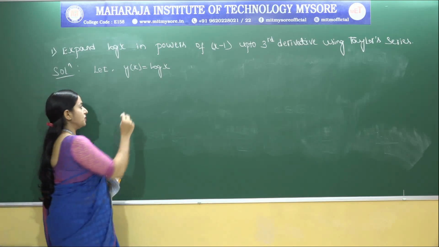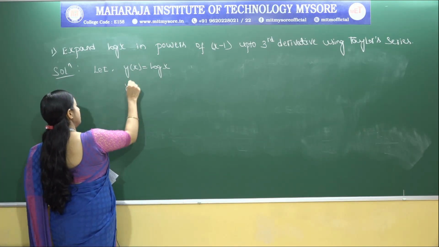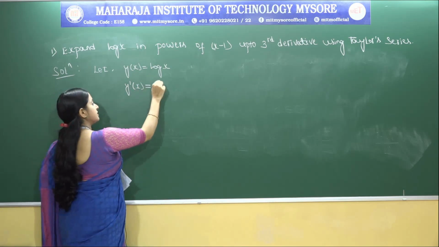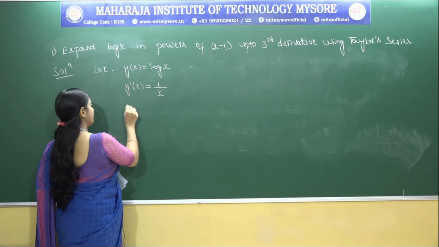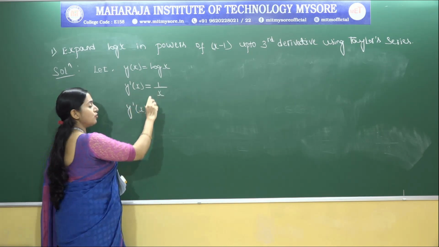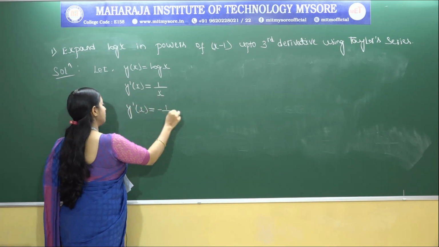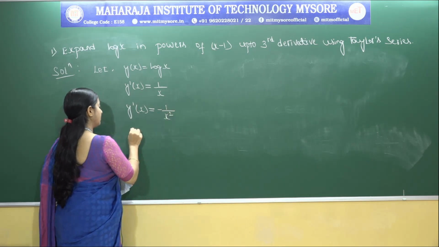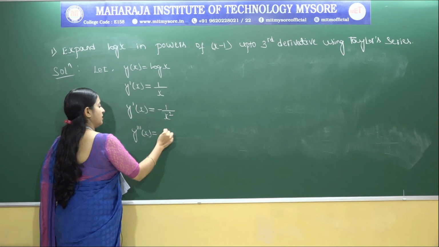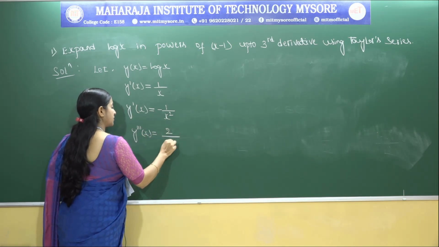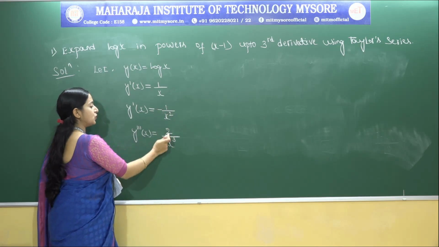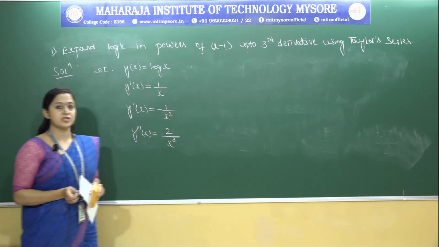Up to third derivative means you take the first differentiation y dash of x. The derivative of log x is 1 by x. Then y double dash of x: the derivative of 1 by x is minus 1 by x square. The third derivative of x is minus 2 by x cube, and the negative gets the positive sign, so 2 by x cube.